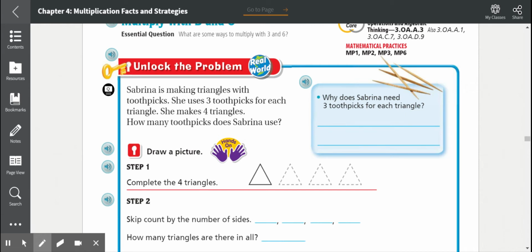Sabrina is making triangles with toothpicks. She uses 3 toothpicks for each triangle. She makes 4 triangles. How many toothpicks does Sabrina use?